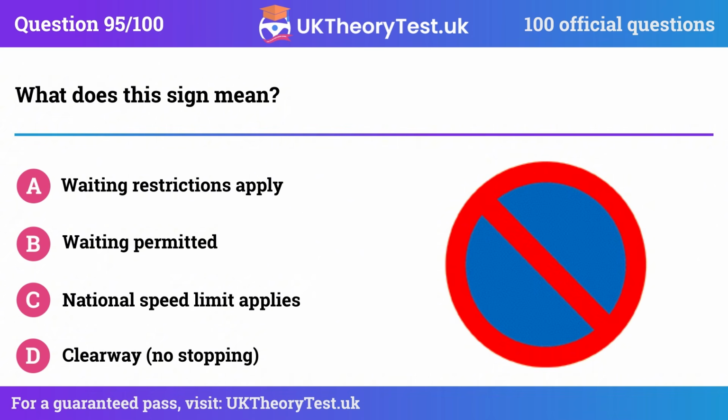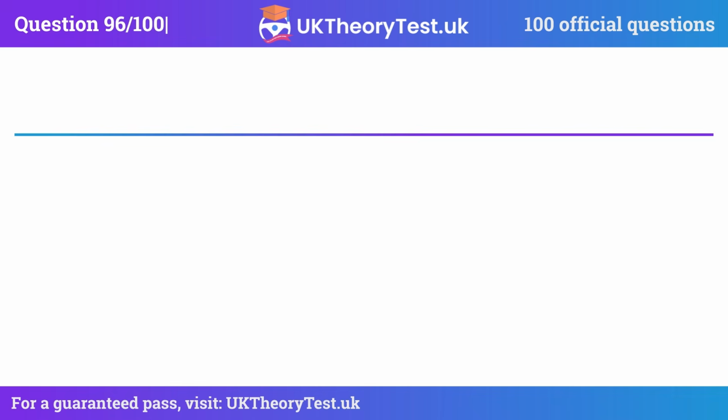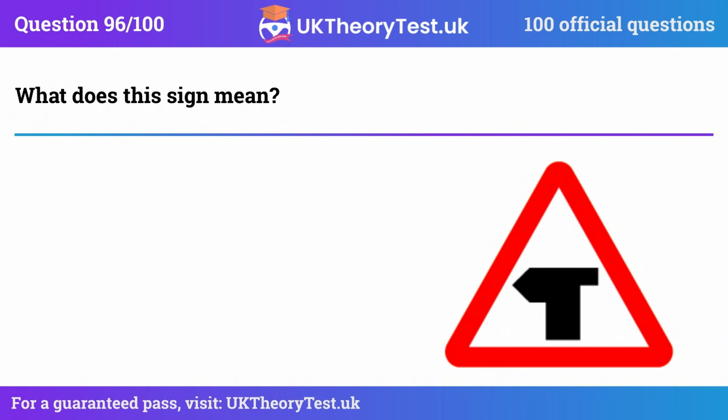The correct answer is A. Waiting restrictions apply. Explanation. There'll be a plate or additional sign to tell you when the restrictions apply. Question 96. What does this sign mean? A. Turn left ahead.